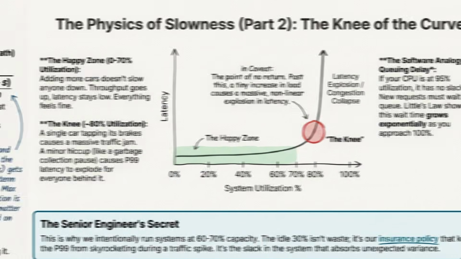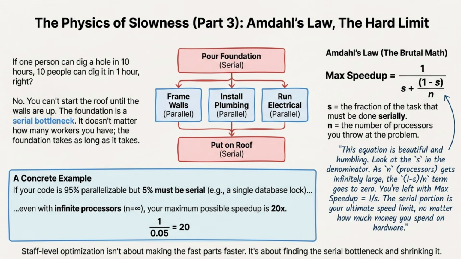Whenever a system is slow, the immediate response from management is usually, can we just add more cores? Can we just parallelize it? And it sounds logical. If one person can dig a hole in 10 hours, 10 people should be able to dig it in 1 hour, right?